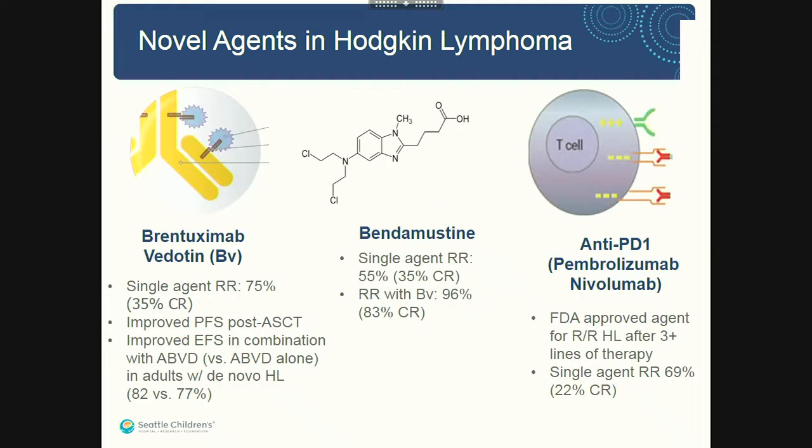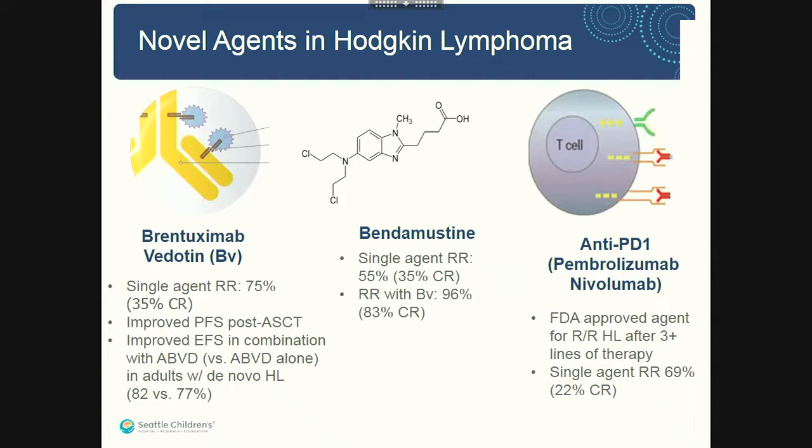So this is an example of the three big agents that we're using in the setting of relapse, and actually both brentuximab and this anti-PD-1 class are being used in the upfront setting now in clinical trials, so you guys will start seeing those. But brentuximab works like vincristine, so it's a microtubulin inhibitor and has the same peripheral sensory neuropathy toxicity profile, but it targets a certain CD30 molecule on the surface of the Hodgkin cell, and so it's a lot more specific in its action. Bendamustine is an alkylator that's induced really high remission rates in the relapse setting.